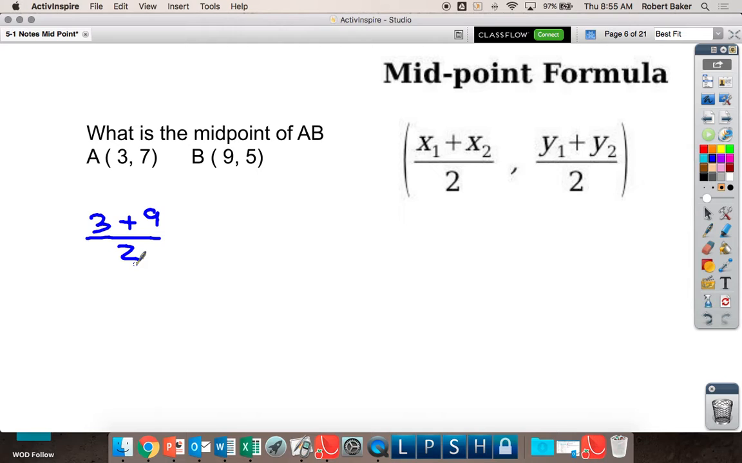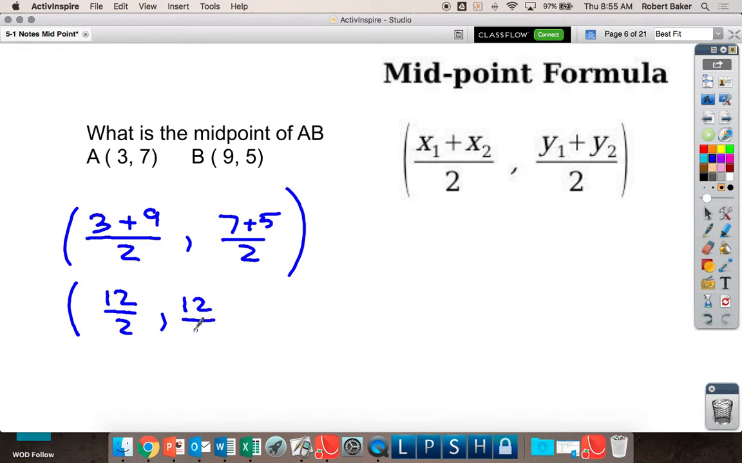What are your y values? 7 plus 5 divided by 2. This is a coordinate location, so it must be written as a coordinate: parentheses, math, comma, math, parentheses. Math within your parentheses. I like to math across the top first. 3 plus 9, 12. 7 plus 5, 12. Nice.